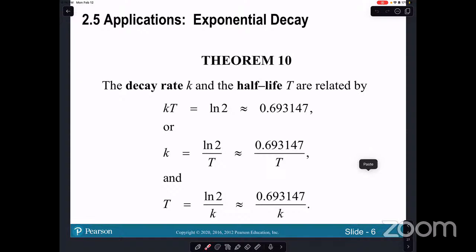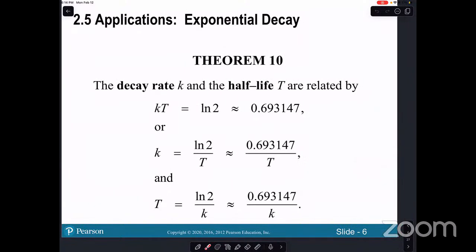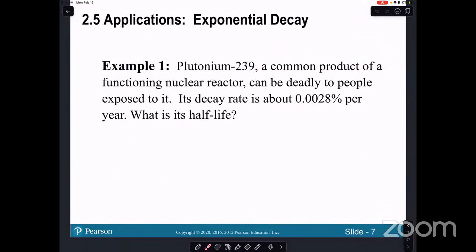Anywho, okay, listen. So plutonium-239, a common product of a functioning nuclear reactor, can be deadly to people exposed to it. Its decay rate is about negative 0.0028% per year. What is its half-life? So on the previous slide, we have what? Half-life equals the natural log of 2 over k. And it looks like they gave us the decay rate, right?